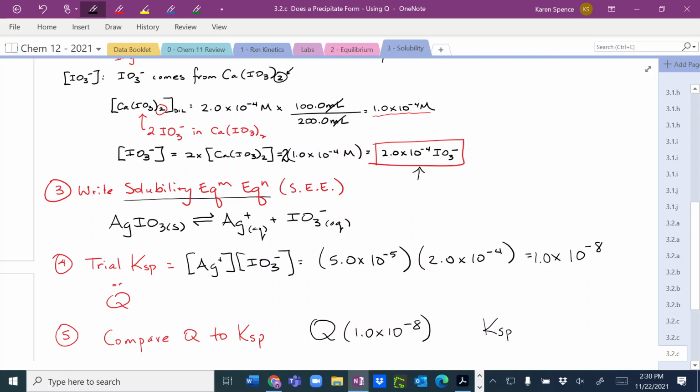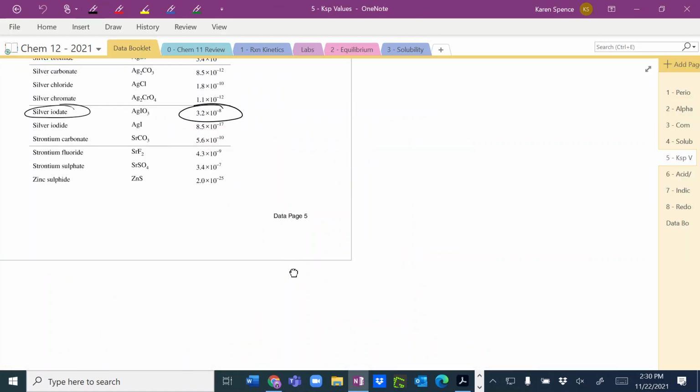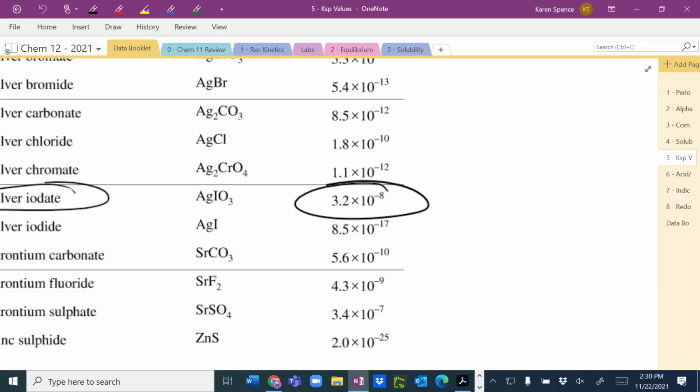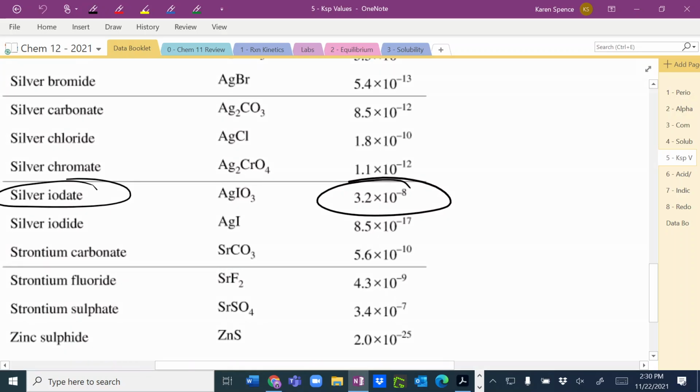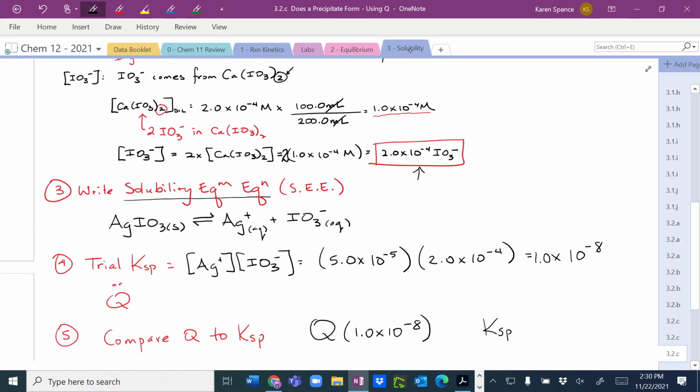And if it's not in the data booklet and it's not in the question, you can feel free to put up your hand and say, hey, Ms. Spence, we're missing a Ksp here, okay? Because it should be in one of those two places. And it is, yeah, 3.2 times 10 to the minus 8. Excellent. 3.2 times 10 to the minus 8.